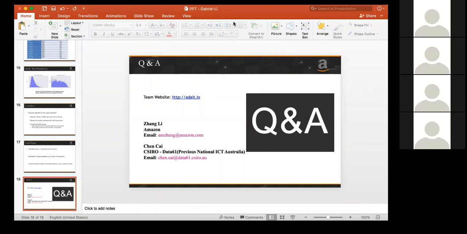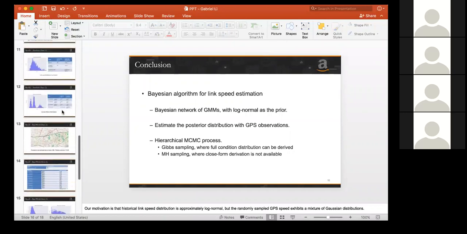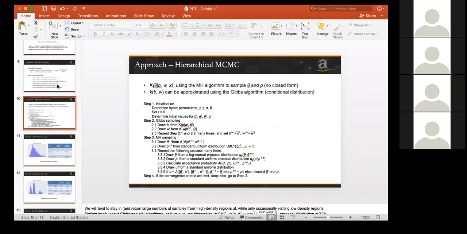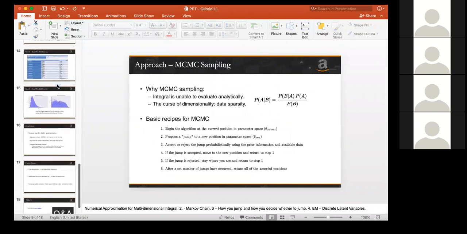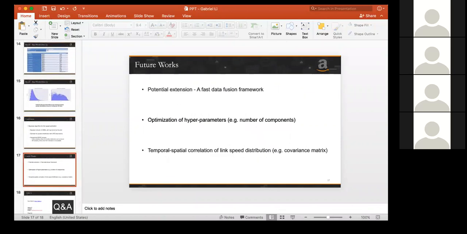Right, I do have a question, Gabriel. Do you mind expanding a little bit about the implications of your research in practice? So how can this be adopted and implemented by transportation agencies to improve their traffic management?